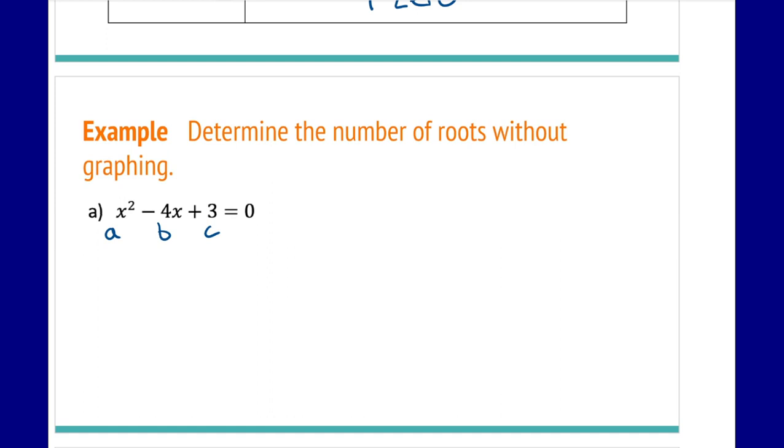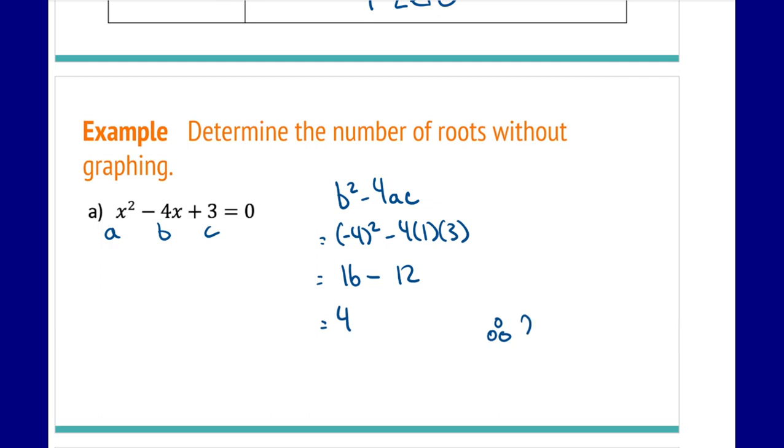So in this case, I want to determine how many roots I have. So I'm going to use the discriminant, which is the b squared minus 4ac. So negative 4 squared minus 4 times 1 times 3. So we get 16 minus 12, which gives me 4. This is a positive value, or a positive discriminant. So therefore, we have 2 roots.